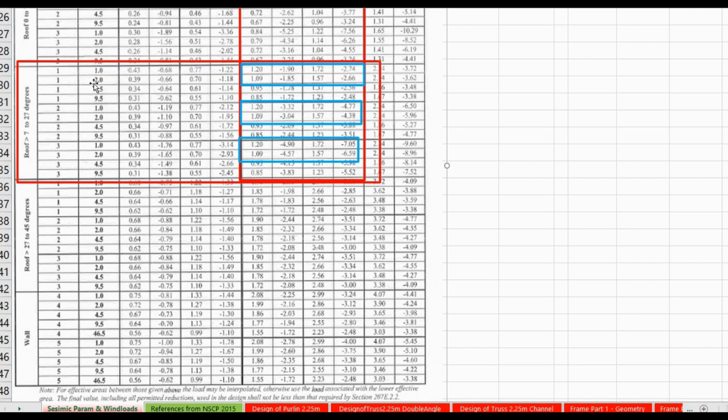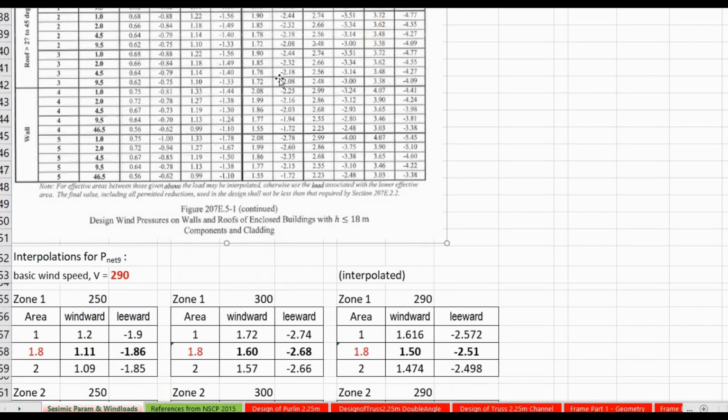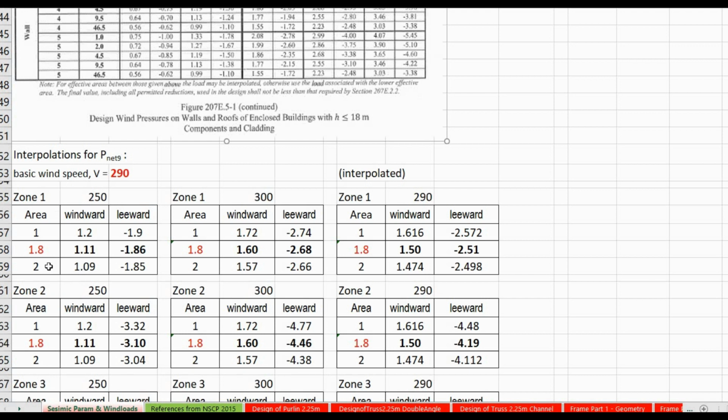Next, we now go to 2 square meters na area. We have 1.09 and negative 1.85. Yan po ngayon ang ilalagay natin dito. Okay, so 2, 1.09 and negative 1.85. So, remember na yung area natin ay 1.8. So, you do interpolation again. So, you get 1.11 and negative 1.86. And that's for 250. And now we go to 300 wind speed.